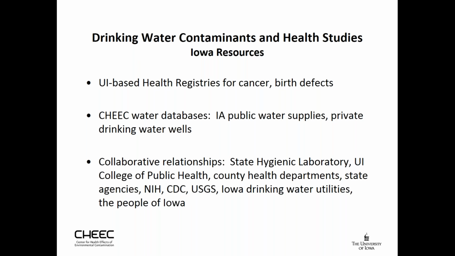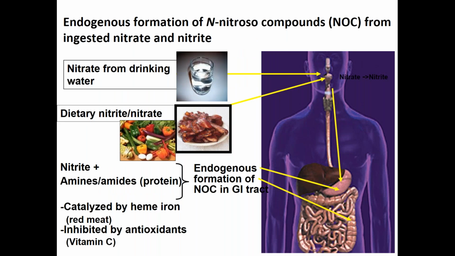At CHEEK, we also have water databases. We have information on all the Iowa public water systems in the state. We also have information on private drinking water wells, a small set, probably about 1,400 to 1,500 private wells, and we have lots of good information on water quality in those wells. We also have a really good network of collaborative relationships: the State Hygienic Lab, the College of Public Health, and around the state, the county health departments, state agencies like IDPH and IDNR, and the funding agencies at NIH, CDC, and the U.S. Geological Survey. The Iowa drinking water utilities play a key role in doing this research. And of course, the people of Iowa are just really good in terms of getting involved in the research. They're always very helpful and willing to help us do these types of studies.